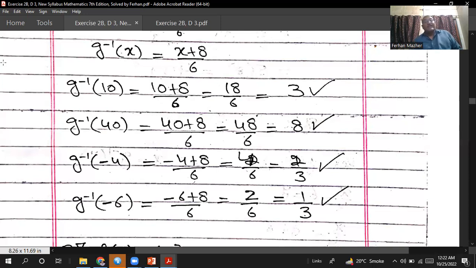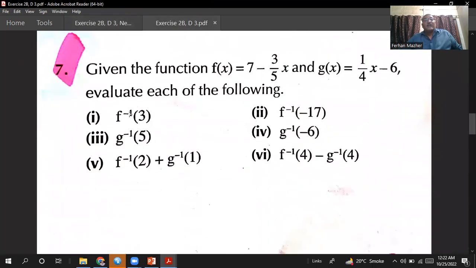So it will be minus 6 plus 8, and the whole thing divided by 6, and that will be 2 by 6, and that will be 1 by 3. So this is how you will do question number 6. Okay, so the next question coming up on your screen is question number 7.